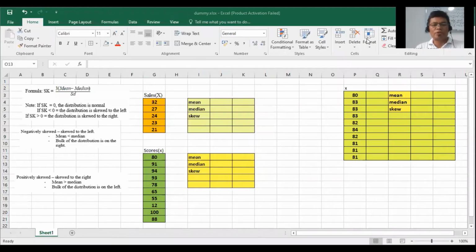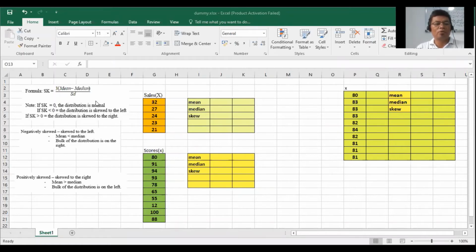This time we are going to use Microsoft Excel in testing the normality of a set of distribution by means of the skewness coefficient. Skewness is just one of the methods of testing the normality of a certain set of data. If the value of the skewness is 0, then the distribution is said to be normal. But if the value of skewness is less than 0, then the distribution is said to be skewed to the left or negatively skewed. But if the value of the skewness is greater than 0, it is skewed to the right or positively skewed.